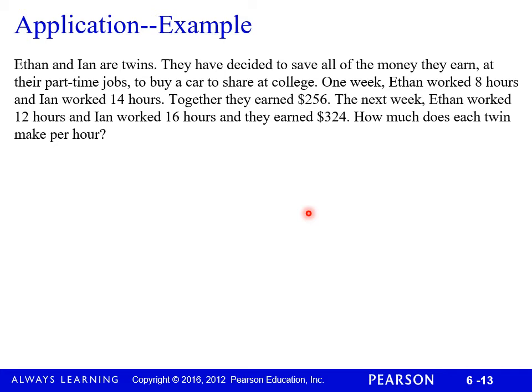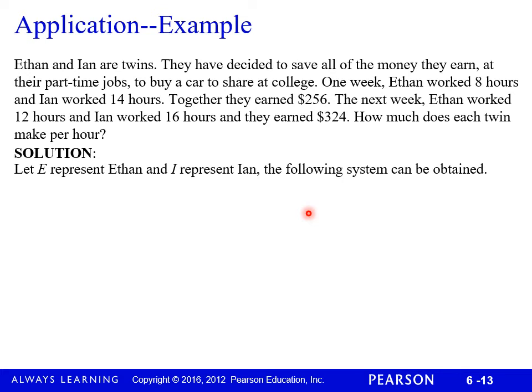Ethan and Ian are twins. They have decided to save all the money they earn at their part-time jobs to buy a car to share at college. One week, Ethan worked 8 hours and Ian worked 14 hours. Together, they earned $256. The next week, Ethan worked 12 hours and Ian worked 16 hours, and they earned $324. How much does each twin make per hour?